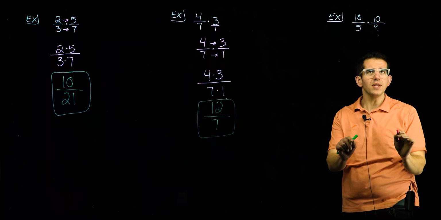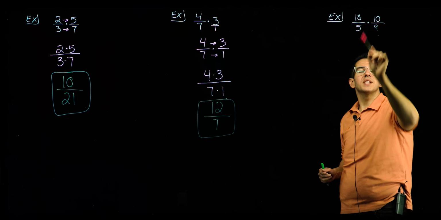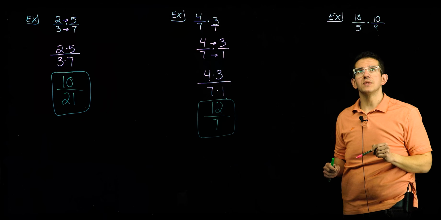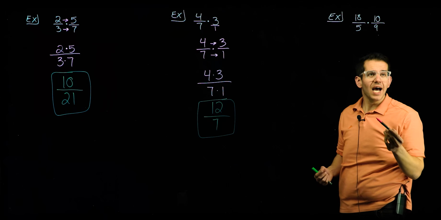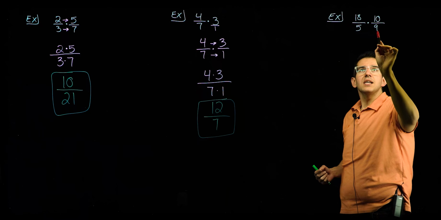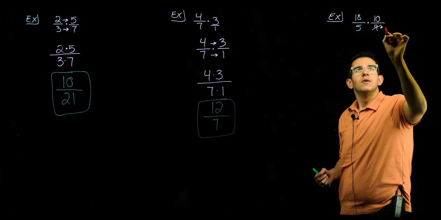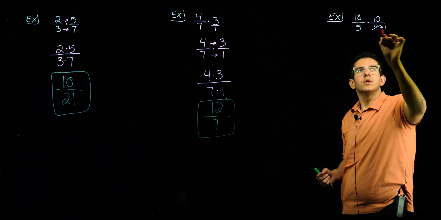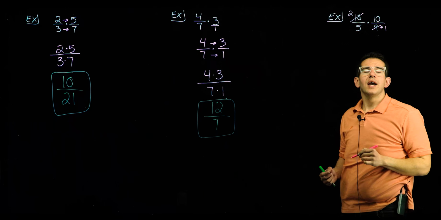But before we do that, we should notice that there are common factors that are going to cancel in this case. 18 has a common multiple with 9. 18 and 9 are both divisible by 9, which cancels to leave us with 1 in this denominator and 2 in this numerator.